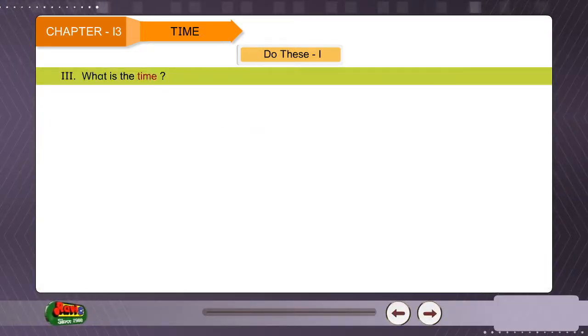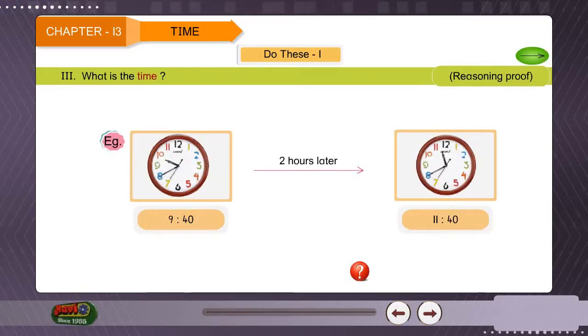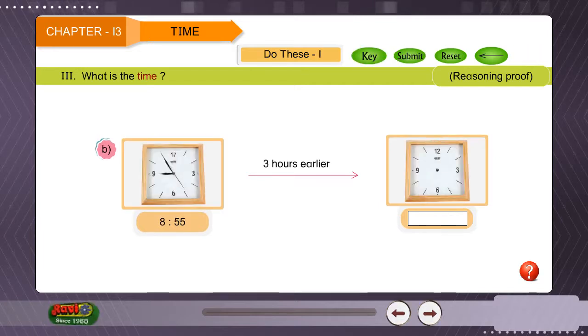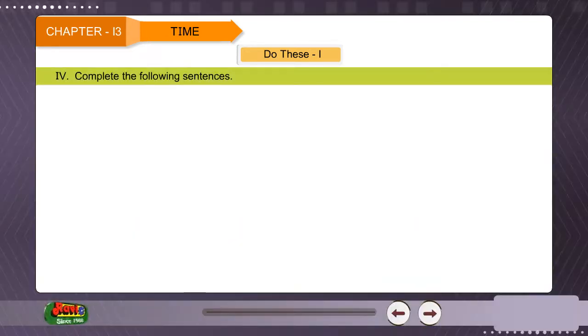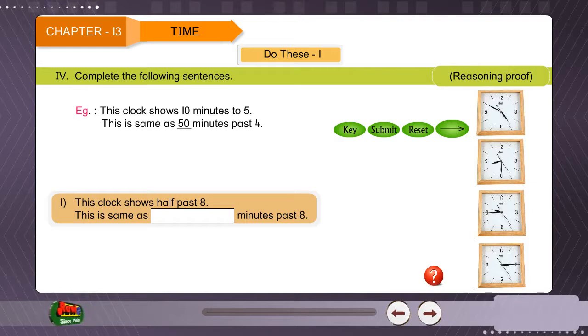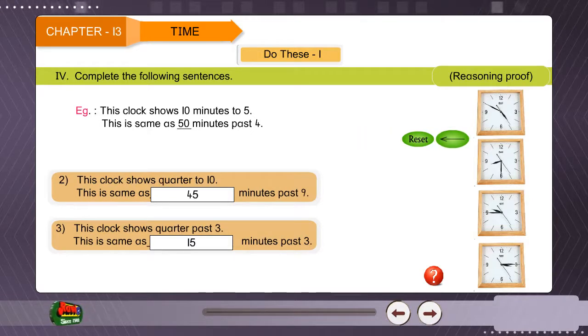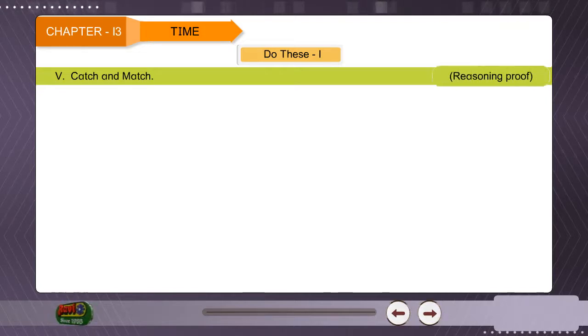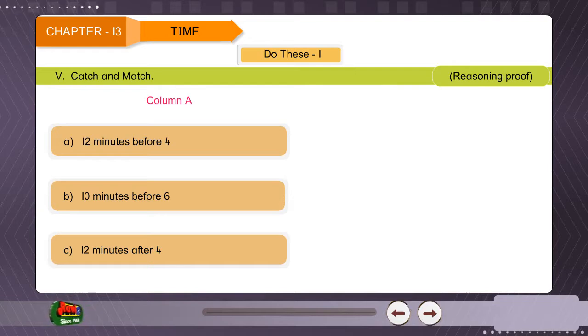3. What is the time? Reasoning proof. 4. Complete the following sentences. Reasoning proof. 5. Catch and match. Reasoning proof. Column A, column B.